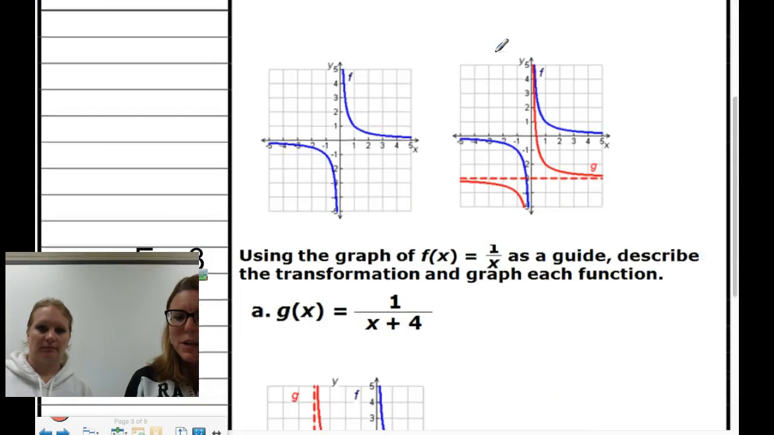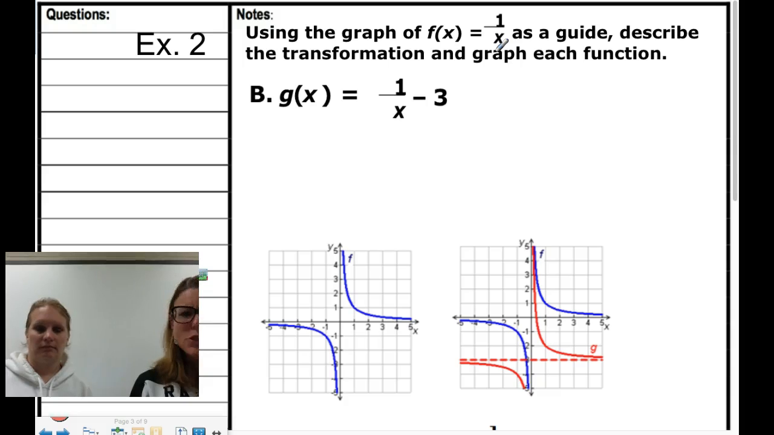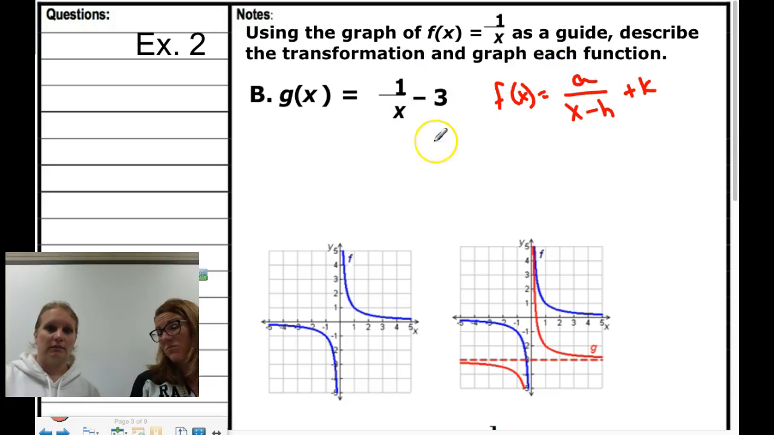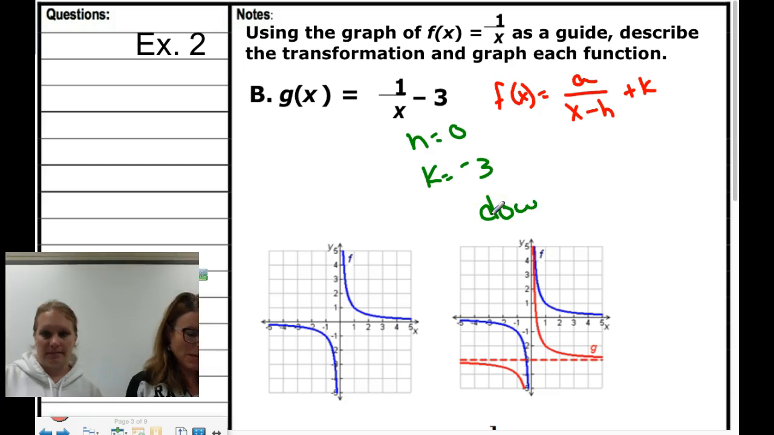Let's do this one because it's a little different. I'll write the original. So f of x equals a over x minus h, plus k. All right. So a is the same, nothing happened. For x, we're not adding or subtracting anything. So h is 0. k is negative 3. So we're going down 3.